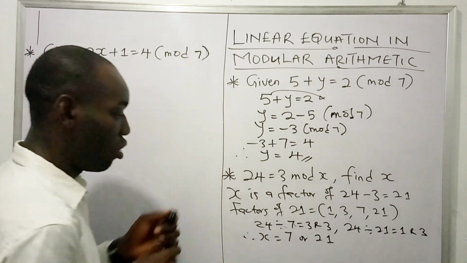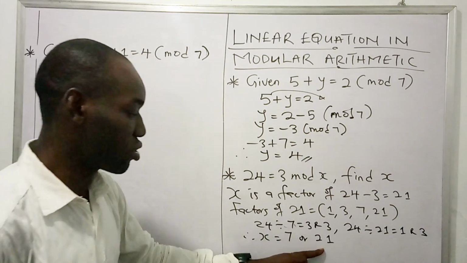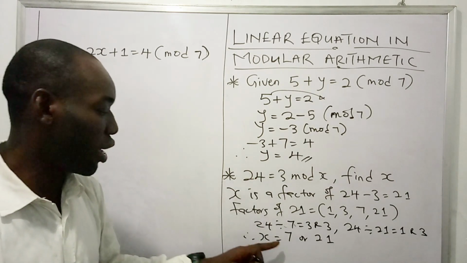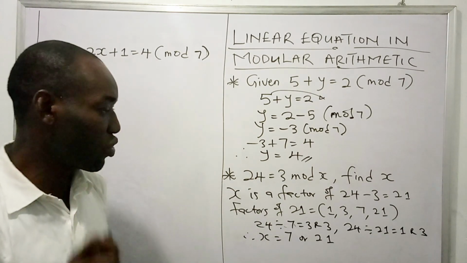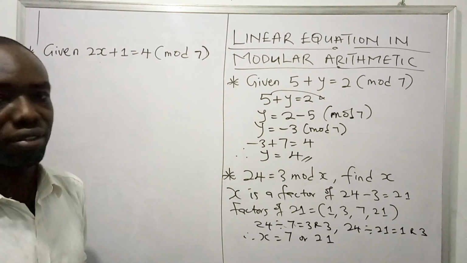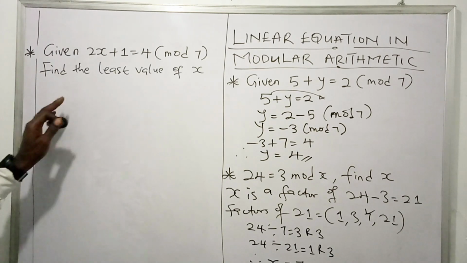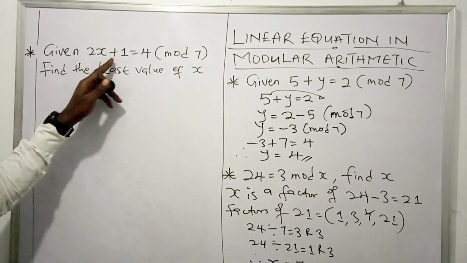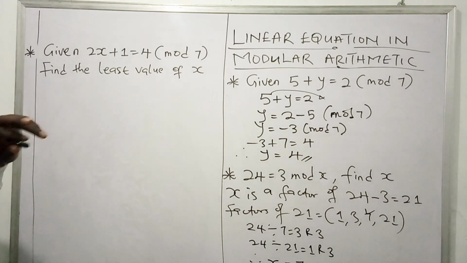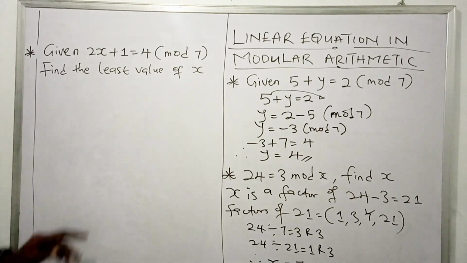7 or 21. They are the two factors such that if we divide 24 by either of them, it will give us a remainder 3. Now let's see the third question we have here. They said given 2x plus 1 is equal to 4 in mod 7, we have to find the least value of x.